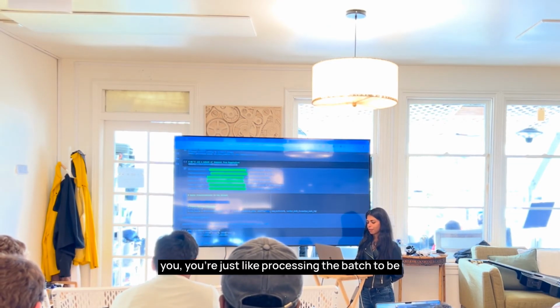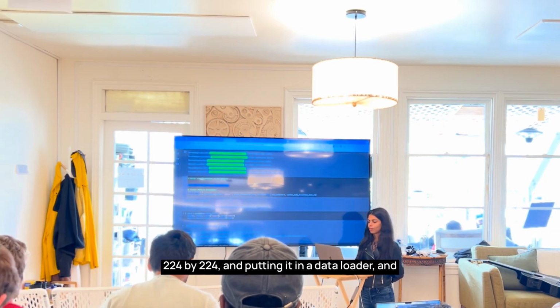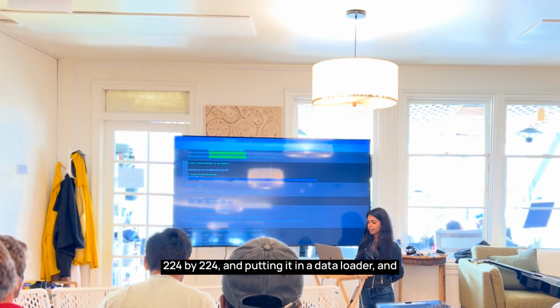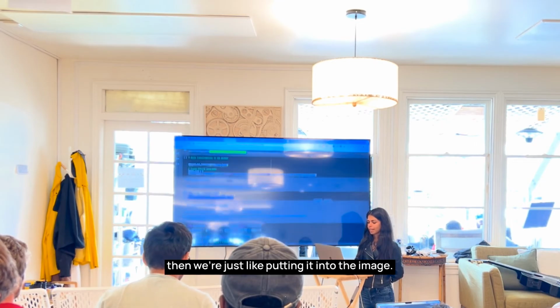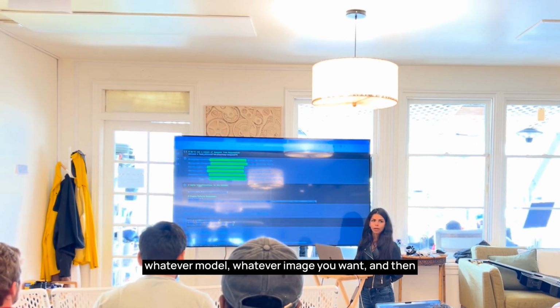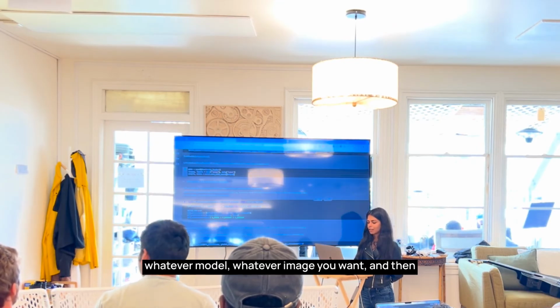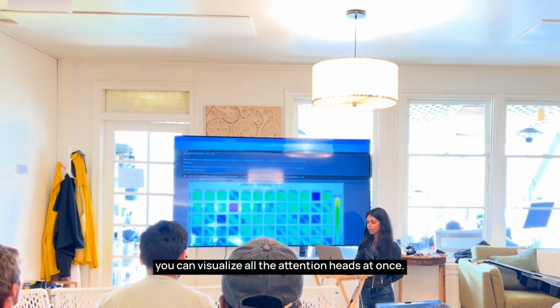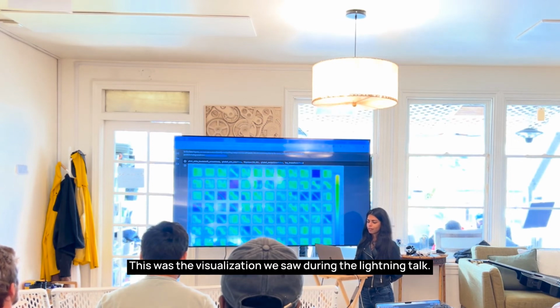We were just processing the batch to be 224 by 224 and putting it in a data loader, and then we're just putting it into the image. You can replace this ImageNet functionality with whatever image you want, and then you can visualize all the attention heads at once. This was the visualization we saw during the lightning talk.